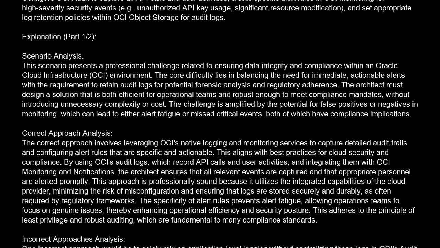The specificity of alert rules prevents alert fatigue, allowing operations teams to focus on genuine issues, thereby enhancing operational efficiency and security posture. This adheres to the principle of least privilege and robust auditing, which are fundamental to many compliance standards.